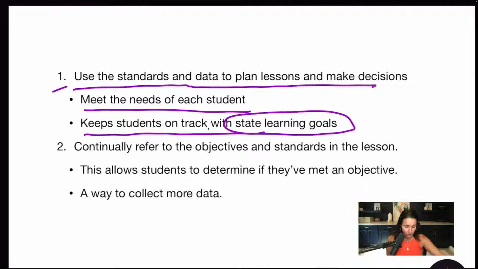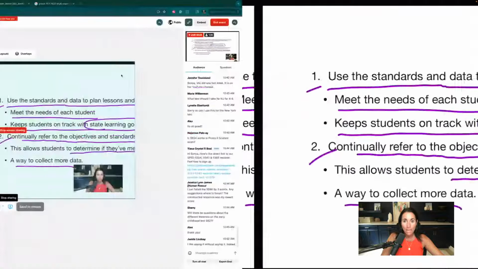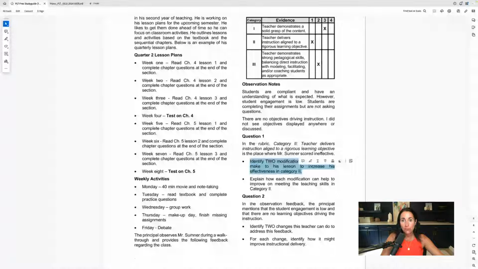And the second thing he can do is continually refer to the objectives and standards in the lesson. This is going to help bump up that category that he scored low in. This allows students to determine if they've met an objective, and it's a way to collect more data to see if students are meeting it. Because notice, let me go back to this. Teacher delivers instruction aligned to rigorous learning objectives. We need to make sure that we are referencing that, okay?